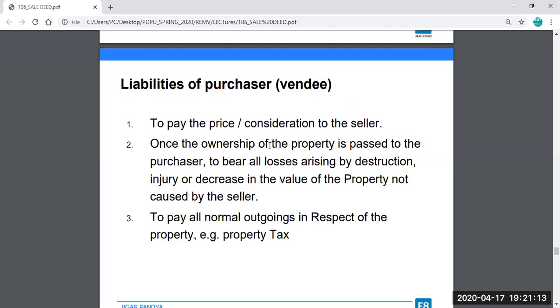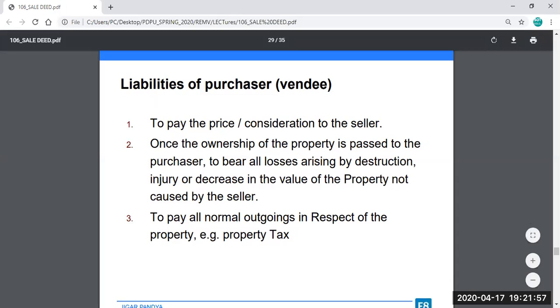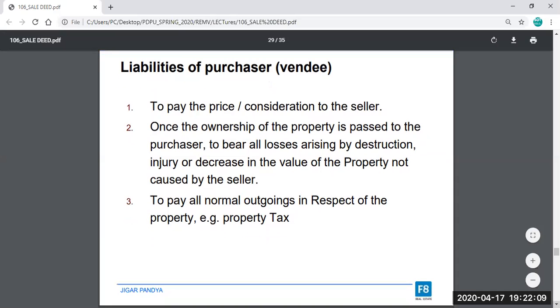So many times, once the ownership has been passed on, if there is any loss due to destruction, let's say road widening exercise, or some kind of loss in reduction of land due to town planning scheme, or any decrease in value of property because some development is coming right next to the property, which may not be in the owner's interest in terms of market value. All those cases are to be borne by the new buyer or the new owner of the property, and to pay all normal outgoings in respect to taxes or other bills that may be. So once the possession has been taken and once the sale deed has been signed, it is the liability of the purchaser to pay all the outgoings as needed.